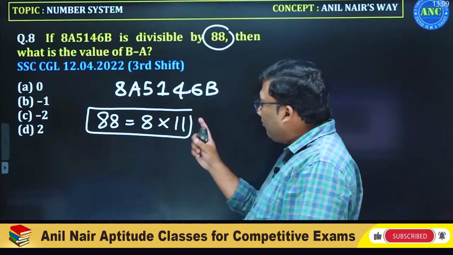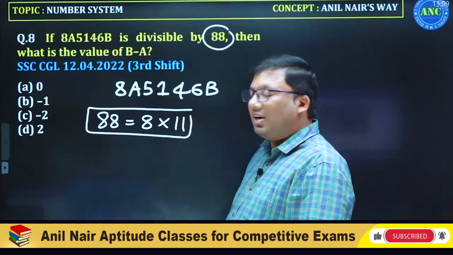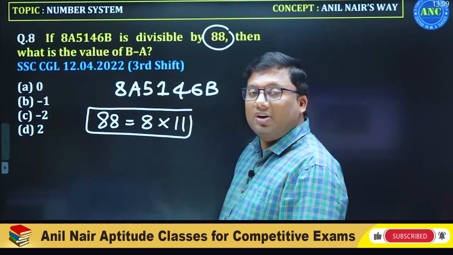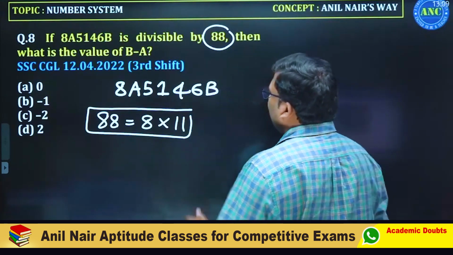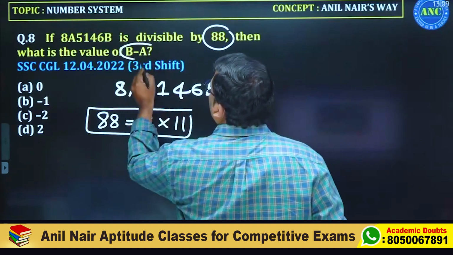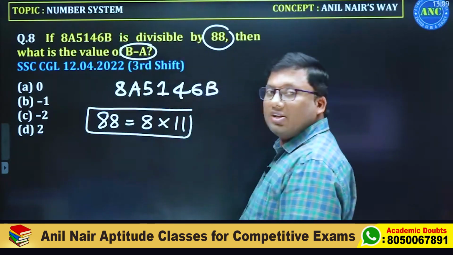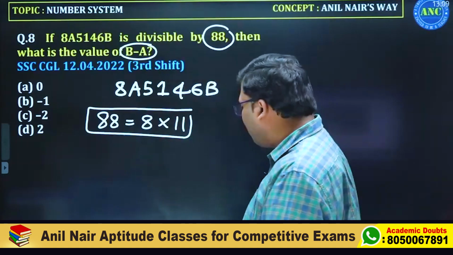That means we have to use the divisibility rule of 8 and the divisibility rule of 11 to find the values of A and B. Then we need to find B minus A.